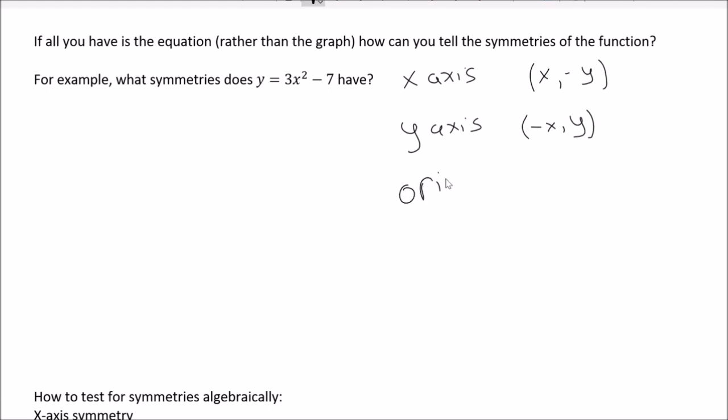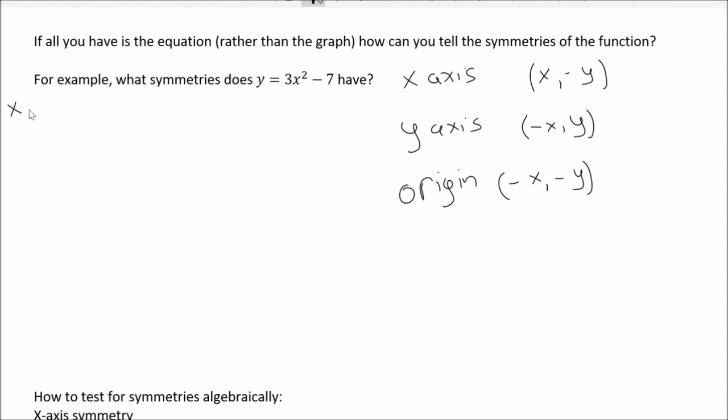And for origin symmetry, we said that for any point, negative x, or the opposite of x, and the opposite of the y value will exist for any point. So algebraically, we can test the function that we have here. What we're going to do is plug these in, substitution style, and try to see if we can work them back to the original form. If we can, we'll know the graph has that symmetry. And if it's not possible, we'll know the graph does not.